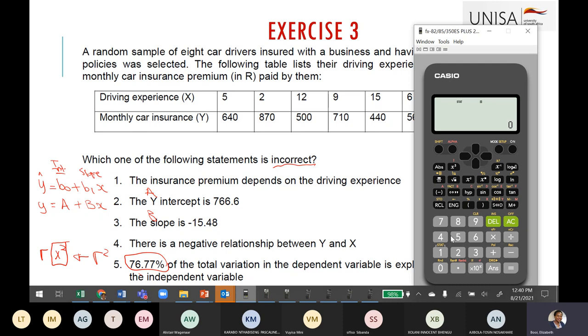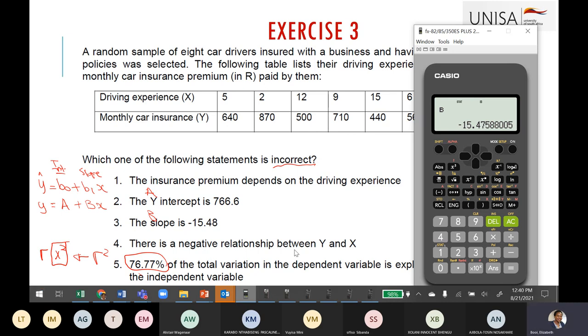So let's calculate the slope. Shift, 1, rec, 5. Slope is 2, which is B, equal minus 15.8, which means my slope also is correct. So both of them are correct.